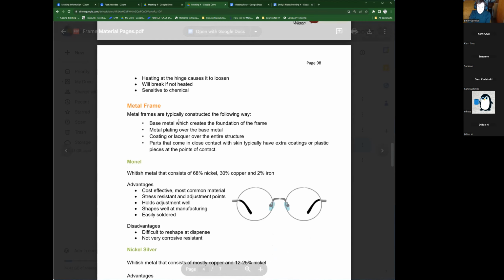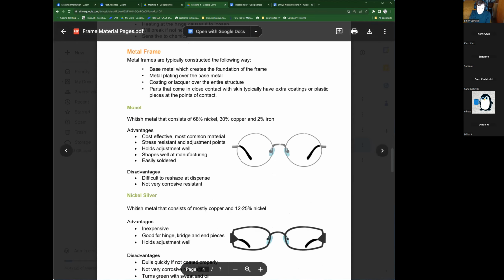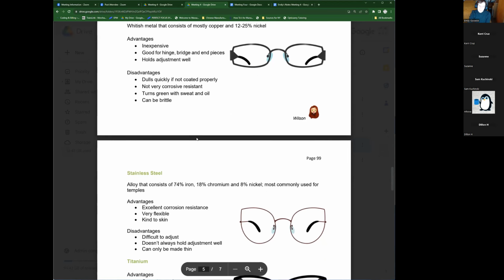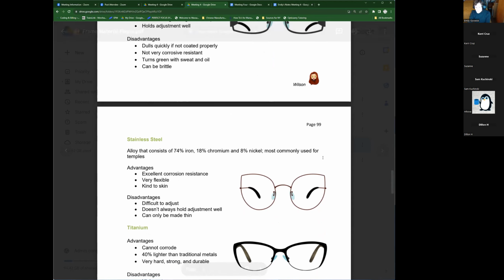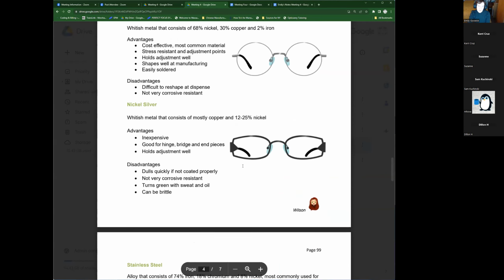Metal frames, in general, the ones we're working with nine times out of ten are going to be stainless steel. They tend to be fairly light. They tend to be flexible. They tend not to corrode. They just tend to last a long time. It's a good solid material that can do a lot of different stuff.